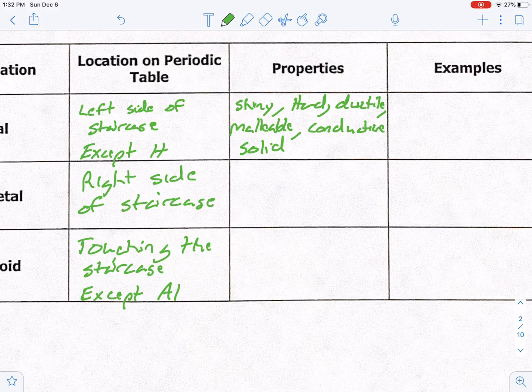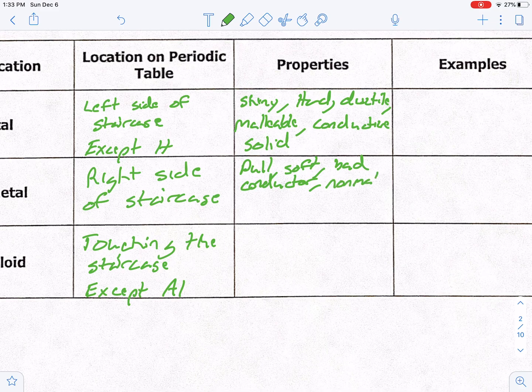Okay, so these are just some basic properties. So non-metals are going to basically be the opposite. So they're going to be more of a dull, not shiny, soft. They are bad conductors. Okay, so not good for electricity. Non-malleable, so not good at bending, anything like that. And then some of them can be solids. Some can be liquids. And some are gases. Okay, so basically what you would think of as a non-metal.